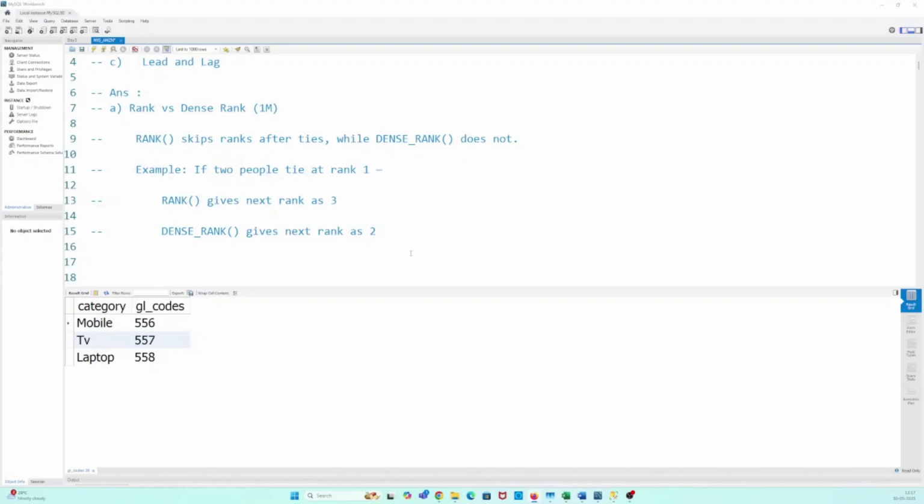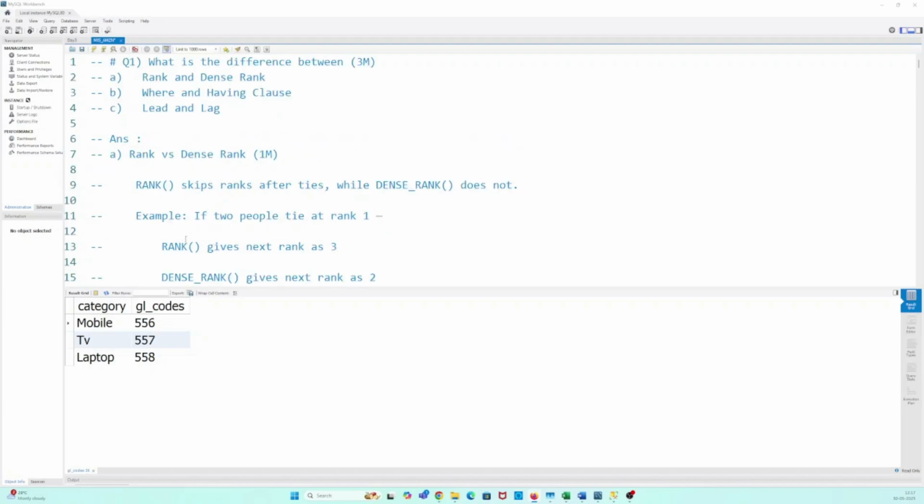While for the dense rank, it will give the next rank as 2. That is, the first two will get the rank as 1 and 1, and the third one will get the rank as 2. So this is the difference between rank and dense rank.